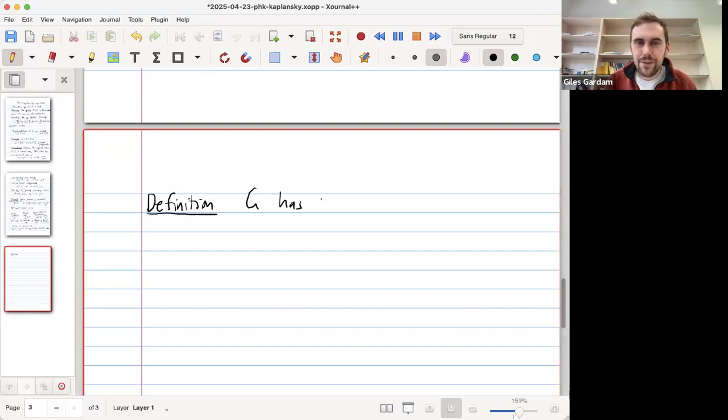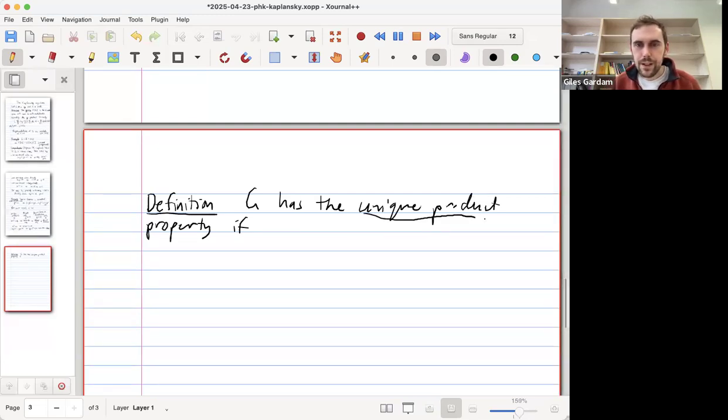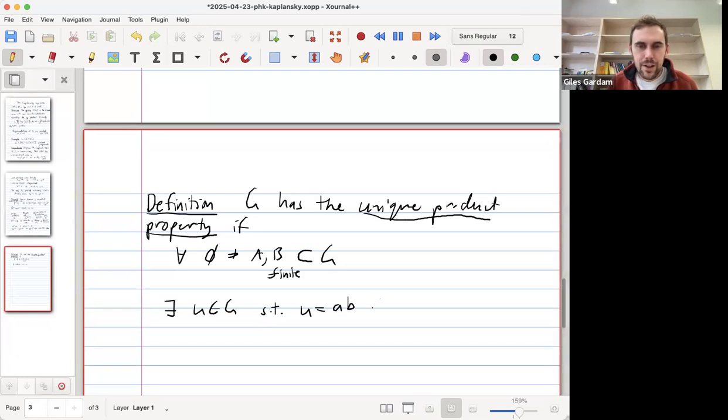So G is said to have the unique product property if whenever I take two non-empty finite subsets, A and B, then there's some product of an element from A and an element from B, which is unique amongst those products. So it has the unique product property if for all non-empty finite A and B inside the group G, there exists some u in G, the unique product, such that u is of the form a times b for a unique pair in the product.